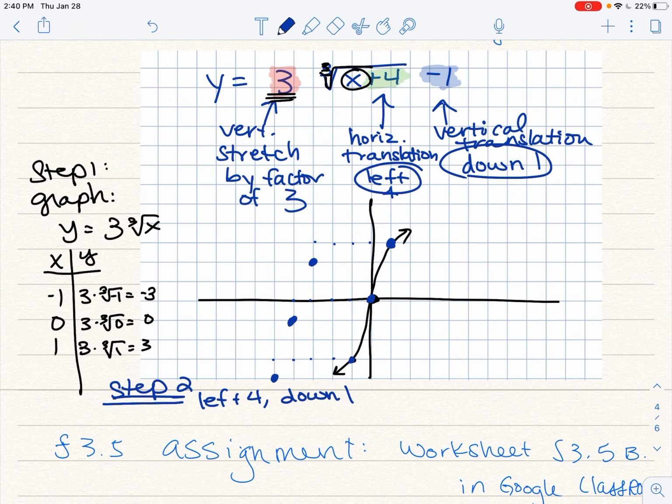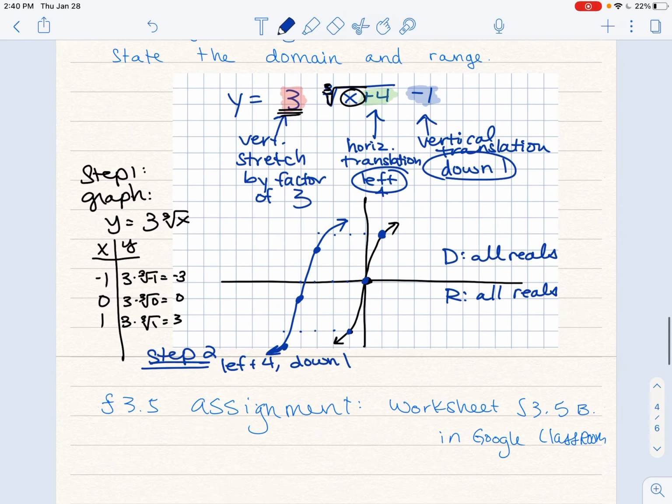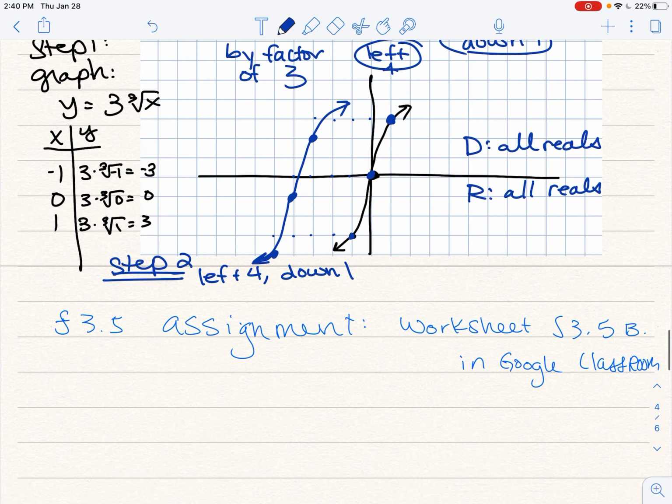So that's our new graph, and we're going to recreate the shape of what that looks like. And that's our graph. And with a cubic root that we have here, it's going to be all reals. So remember, the domain is all reals because it can go positive or negative in either direction. And the range is also all reals because it can go positive or negative up and down as far as it needs to.